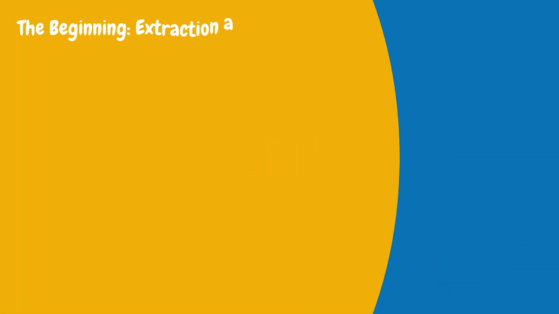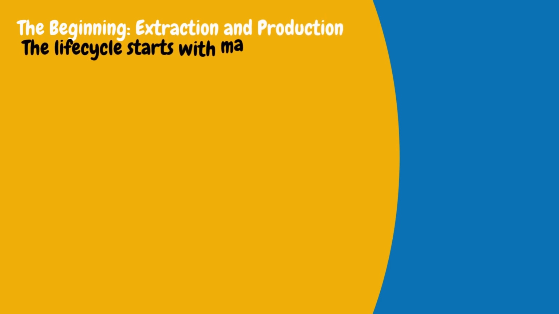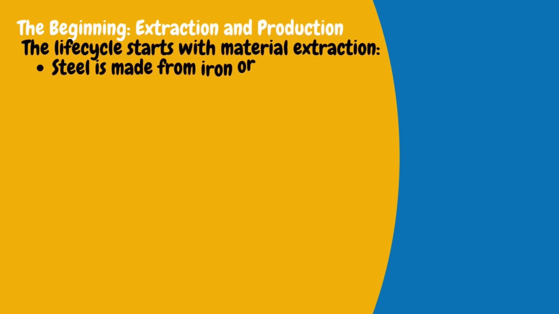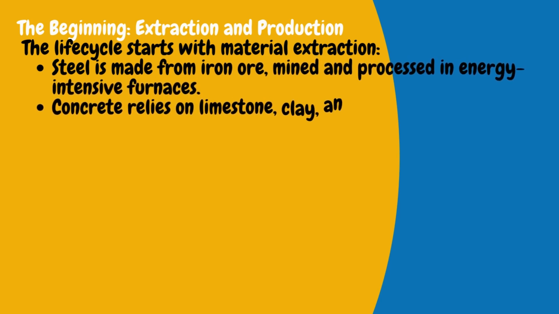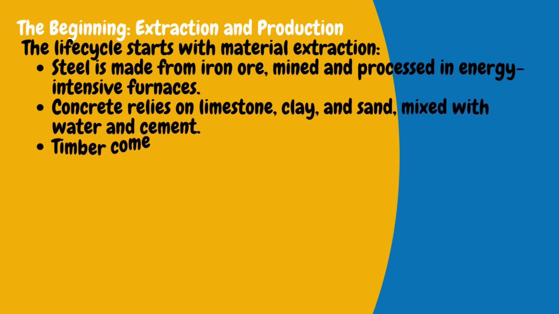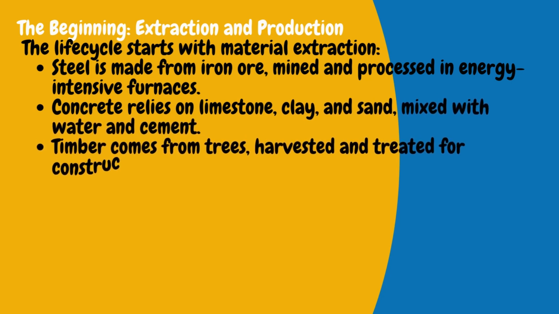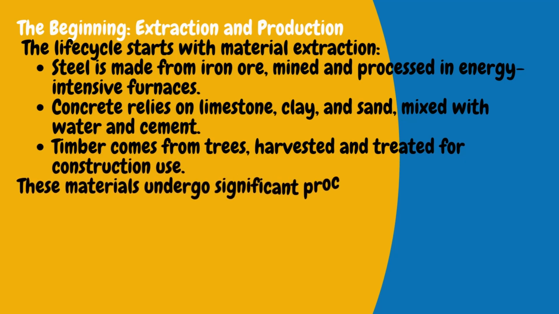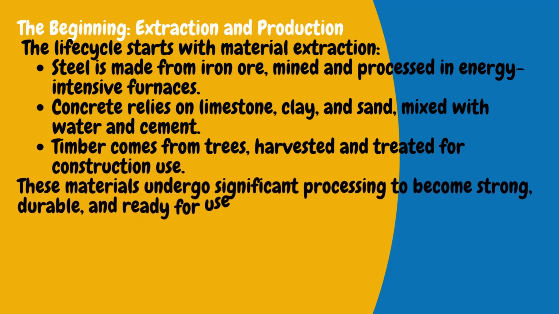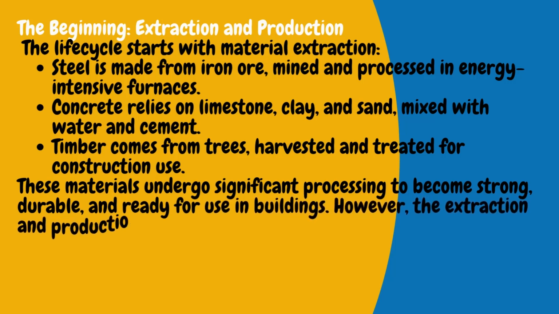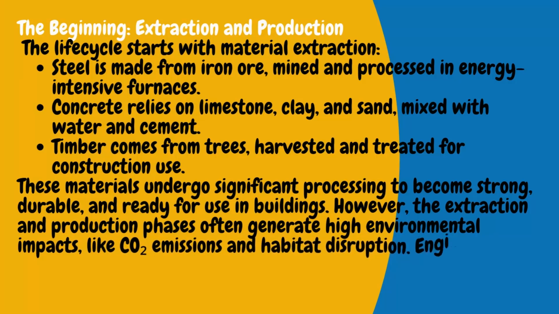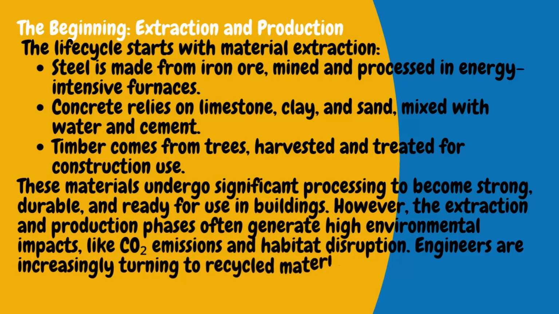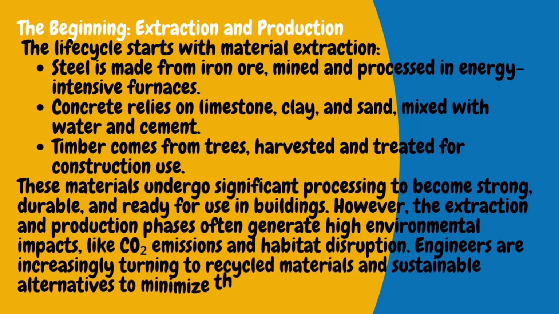The beginning, extraction and production. The life cycle starts with material extraction. Steel is made from iron ore, mined and processed in energy-intensive furnaces. Concrete relies on limestone, clay, and sand, mixed with water and cement. Timber comes from trees, harvested and treated for construction use. These materials undergo significant processing to become strong, durable, and ready for use in buildings. However, the extraction and production phases often generate high environmental impacts like CO2 emissions and habitat disruption. Engineers are increasingly turning to recycled materials and sustainable alternatives to minimize these effects.